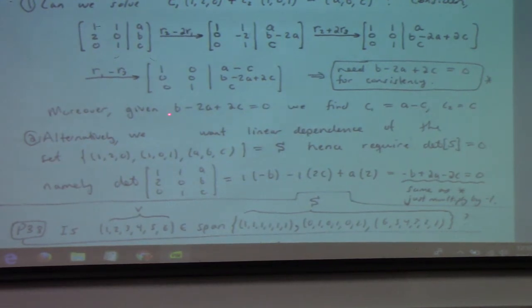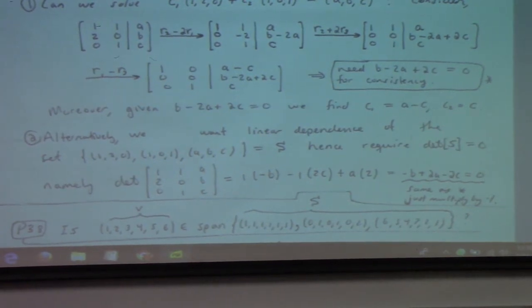More than that, if you do have it, you could set C1 equal to A minus C and C2 equal to C to find the explicit linear dependence, right? Although I didn't ask for that. I just asked for the condition on A, B, and C, which is needed for that to be in the span, and that's the condition right there.